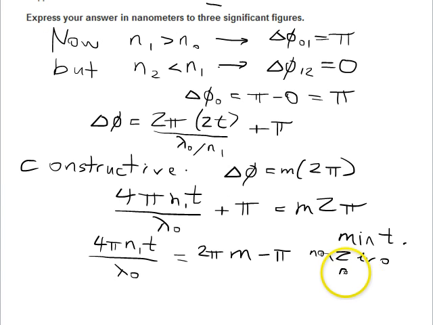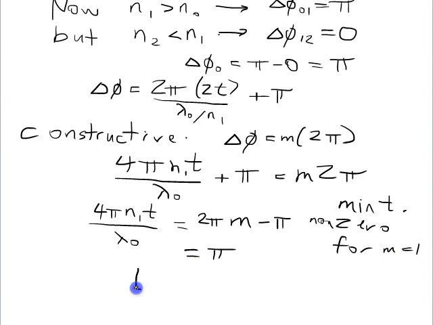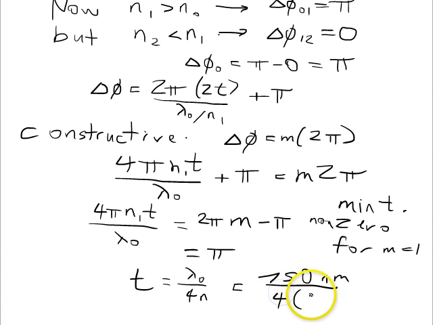is, I think, going to be for m equals 1 there. If you put in m equals 0, you get a negative thickness. And so for m equals 1, you get 2 pi minus pi, you just get pi. I'll solve that out for thickness, and I get the thickness is equal to lambda sub 0 over 4 times n1. And that's 750 nanometers divided by 4 times 1.5, now the index for the oil, and that's 125 nanometers.